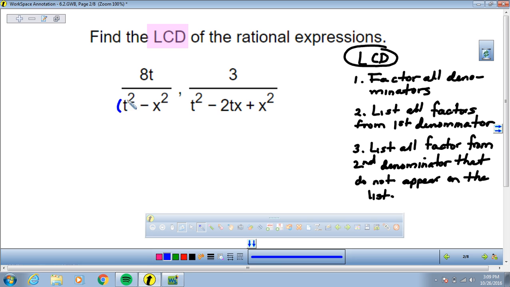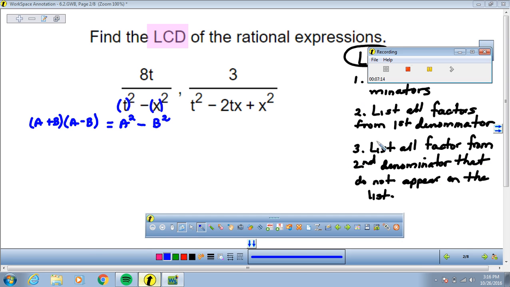This is basically your formula a squared minus b squared. Right? So you can remember that factors into a plus b in one parenthesis and a minus b in another parenthesis. Those will be the factors. Okay? So as we can see, a right here in this expression is t, right? And b is x.